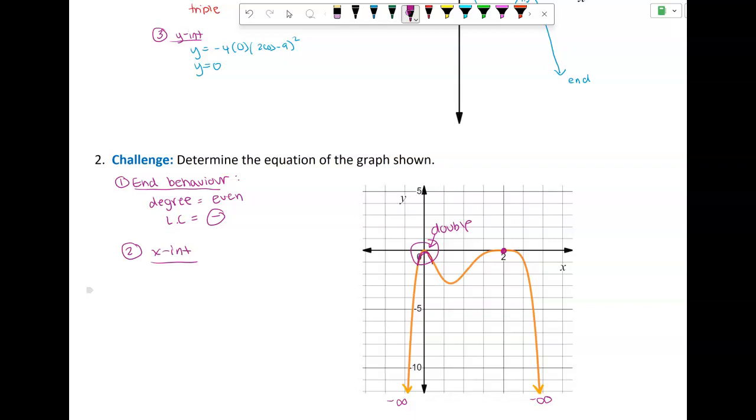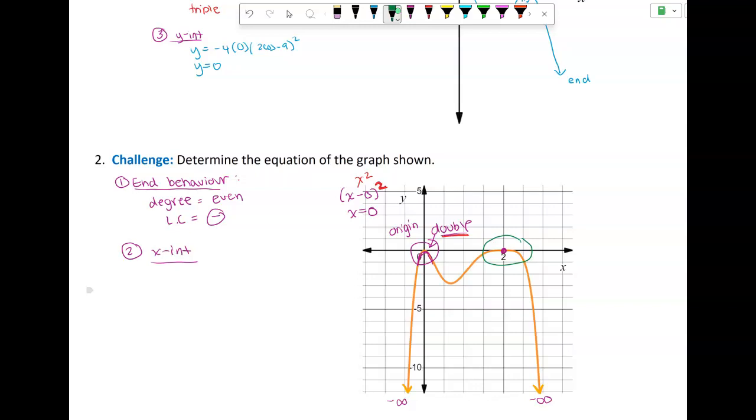And this happens at the origin. So we know that the x-intercept would be x = 0. Okay, so that can happen when there's an x minus 0 squared, because it's a double. So a double would therefore mean that the exponent's got to be a 2 on it. Another way of showing this could just be an x squared if you wanted to. Okay, simplify that more.